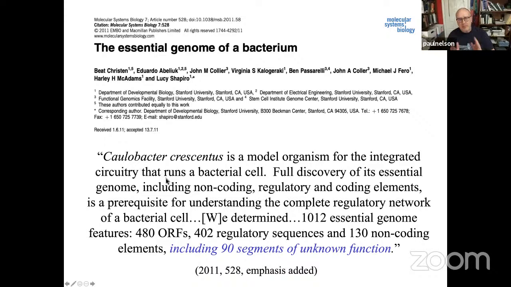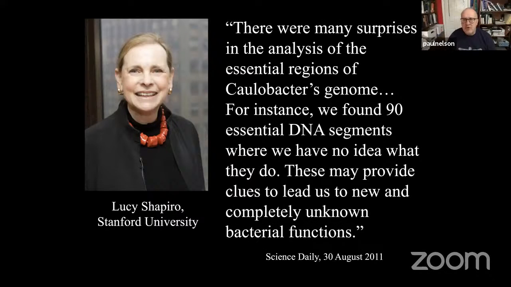So they did this transposon mutagenesis experiment with Caulobacter, and they found a little over 1,000 essential elements, including 90 segments of unknown function. Remember that connection between unknown function and orphan status. So these are orphans. Nearly a tenth of its essential hardware for Caulobacter is orphans. In an interview, when the paper was published, Shapiro said, "We don't know what they're doing. We just know the cell can't live without them." All right.